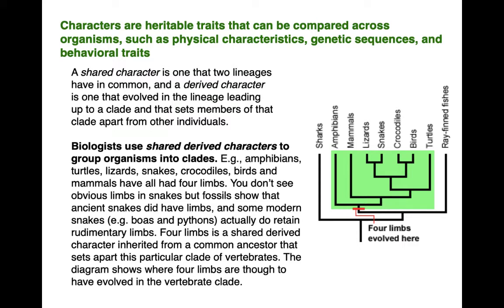For example, amphibians, turtles, lizards, snakes, crocodiles, birds, and mammals have all had 4 limbs. You don't see obvious limbs in snakes, but fossils show that ancient snakes did have limbs, and some modern snakes, for example boas and pythons, actually do retain rudimentary limbs. 4 limbs is a shared derived character inherited from a common ancestor that sets apart this particular clade or group of vertebrates. The diagram shows where 4 limbs are thought to have evolved in the vertebrate clade.